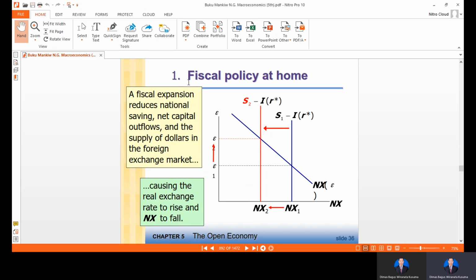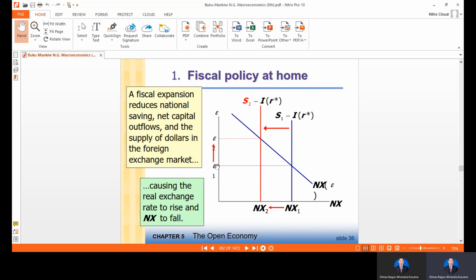So it will shift the vertical line here to the left, and then it will increase the real exchange rate from E1 to E2. So it will impact the net export here. Net export will be decreasing.